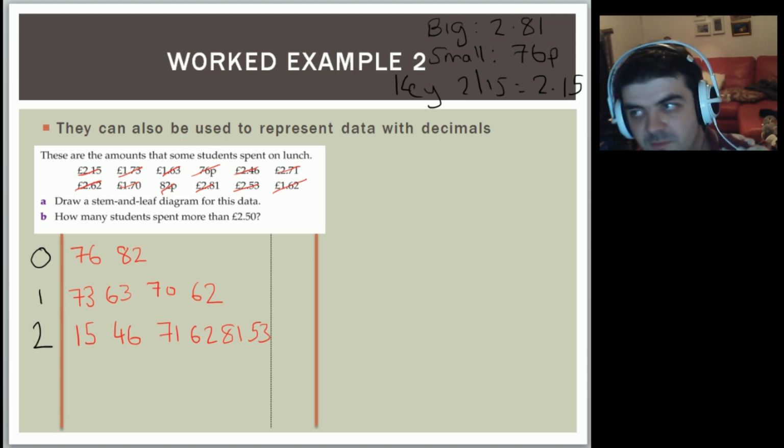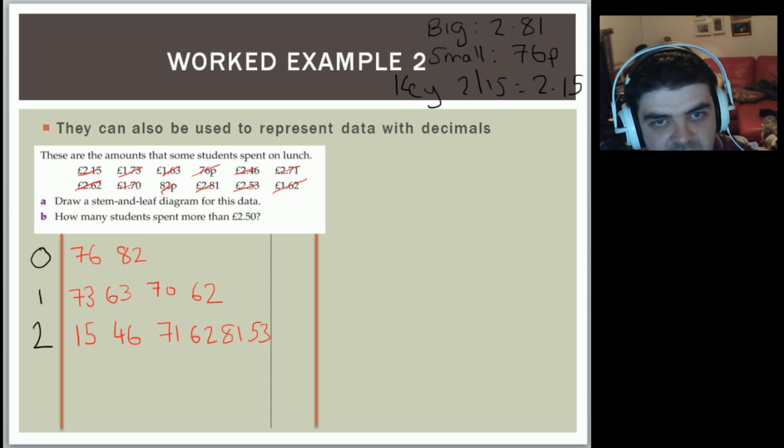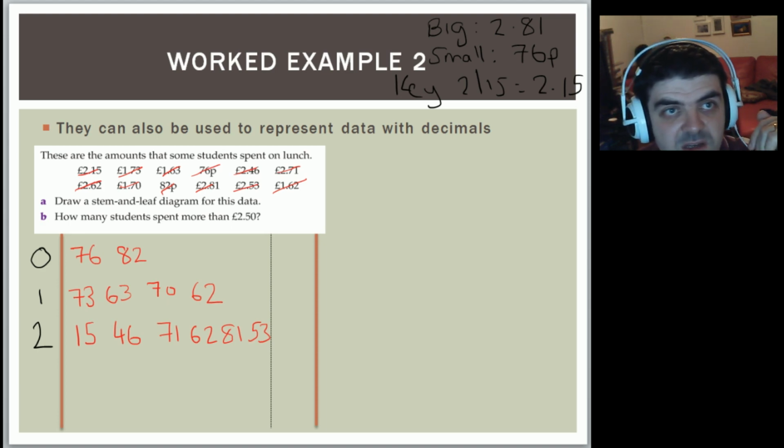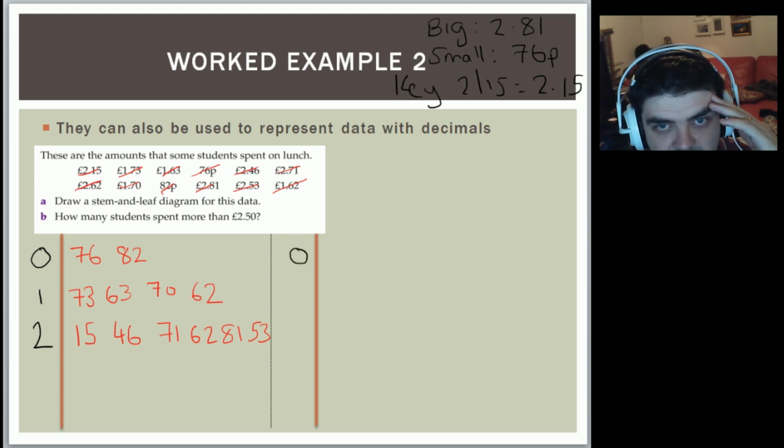And like I said before, you want to check to see if you've got all your values. So we've got 1, 2, 3, 4, 5, 6, 7, 8, 9, 10, 11, 12. And there are 2 rows of 6 up above. So that is indeed all the values accounted for. Okay, so we'll order this now.